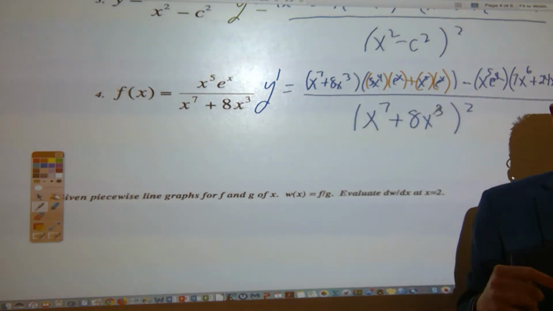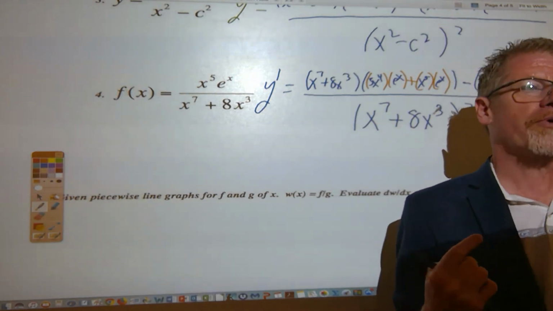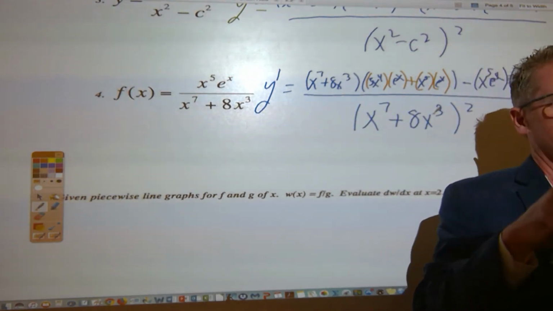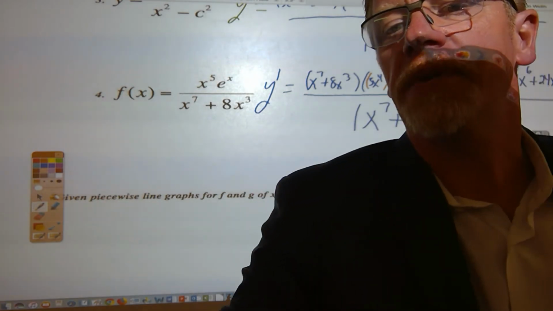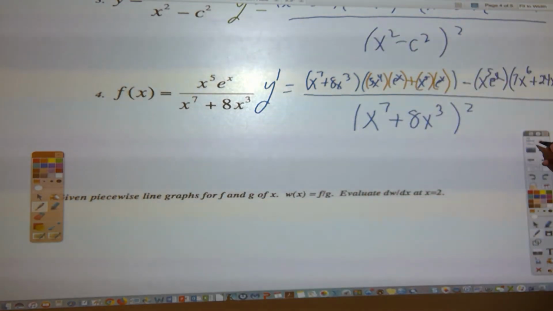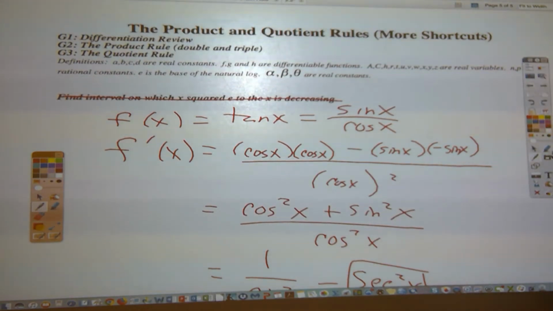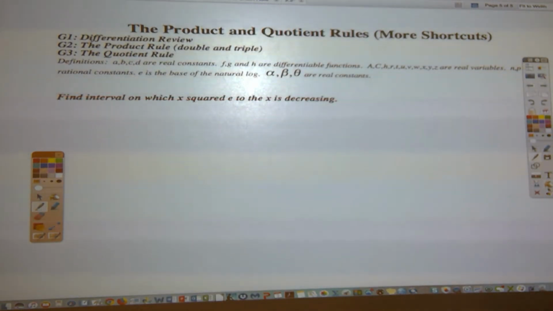Any questions on how to do the initial setup for problem 4? Okay, I don't see any hands. You know what? Instead of doing this problem, let's go to the next page. I think the next page looks something like this, but let's cross off the problem that's there.